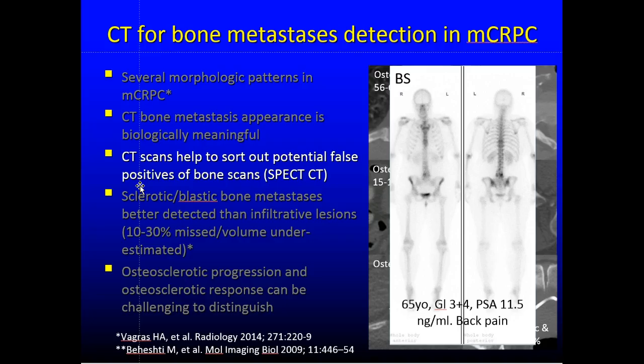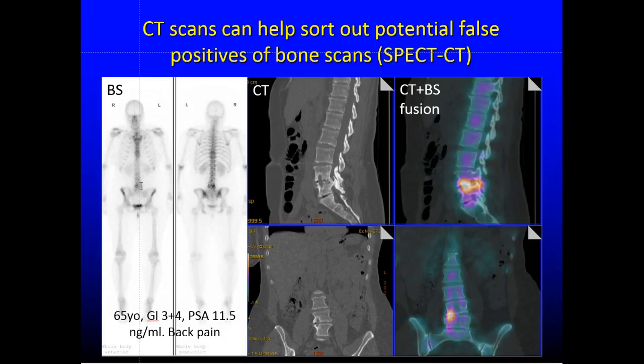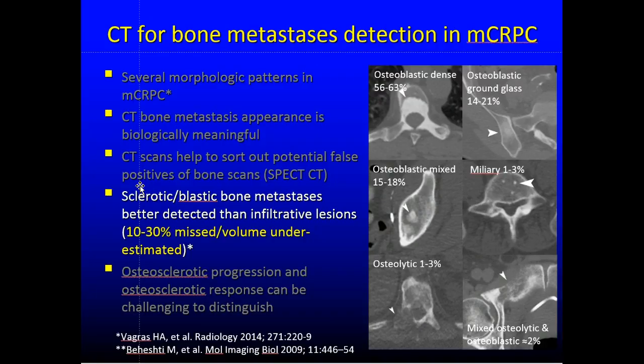We know that CT scans can help to sort out the false positives of the bone scans in something called SPECT-CT. And here's an example of a patient with uptake in the lower lumbar spine, and clearly this is due to degenerative disc disease as depicted on the CT scan. We also have to remember that sclerotic or blastic lesions are better seen than infiltrative lesions, as a result of which up to 30% of lesions are missed or their volume is underestimated.